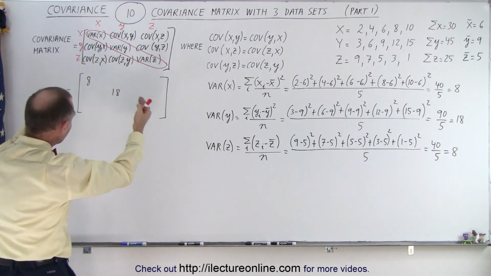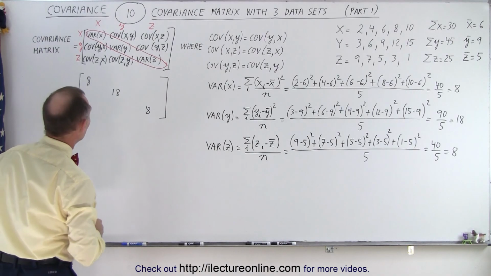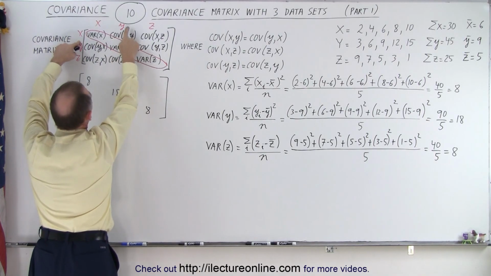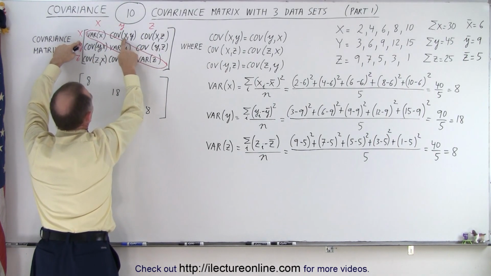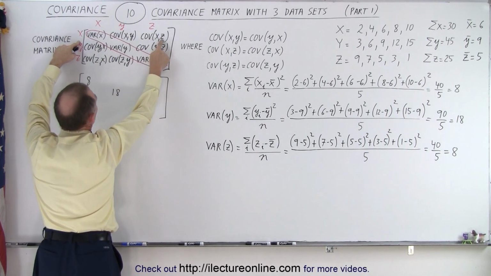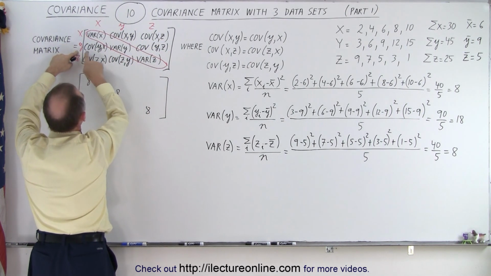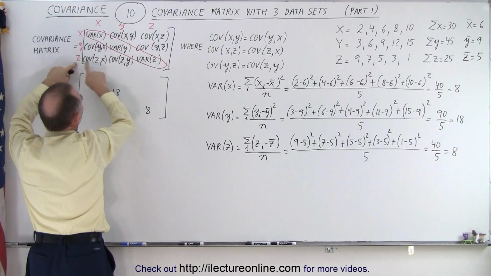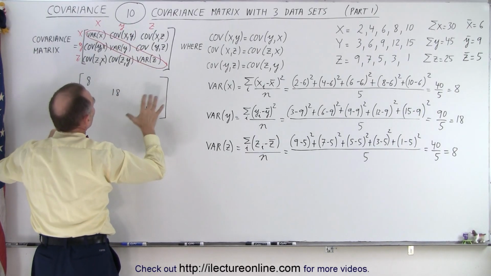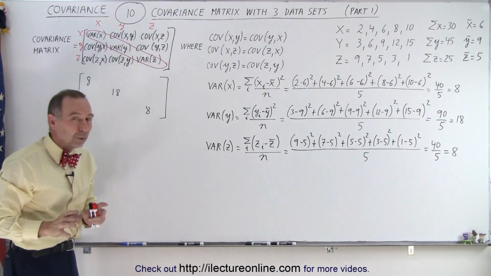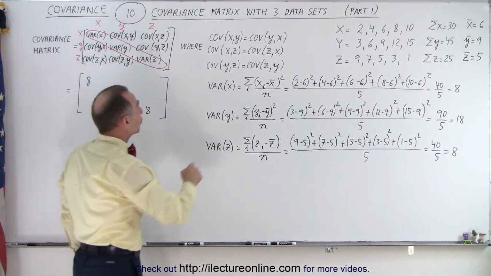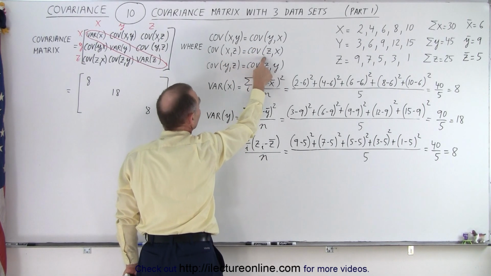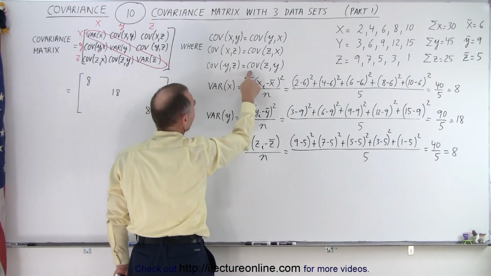Now the off-diagonal elements are the covariances. Notice if we have X, Y, Z, and X, Y, Z, here we have the covariance of X versus Y, the covariance of X versus Z, and here we have the covariance of Y versus X, the covariance of Y versus Z, the covariance of Z versus X, and the covariance of Z versus Y. So notice there's 6 off-diagonal elements, but we only need to calculate 3 covariances because the covariance of XY is the same as the covariance YX. The covariance XZ is the same as the covariance ZX, and the covariance YZ is the same as covariance ZY.